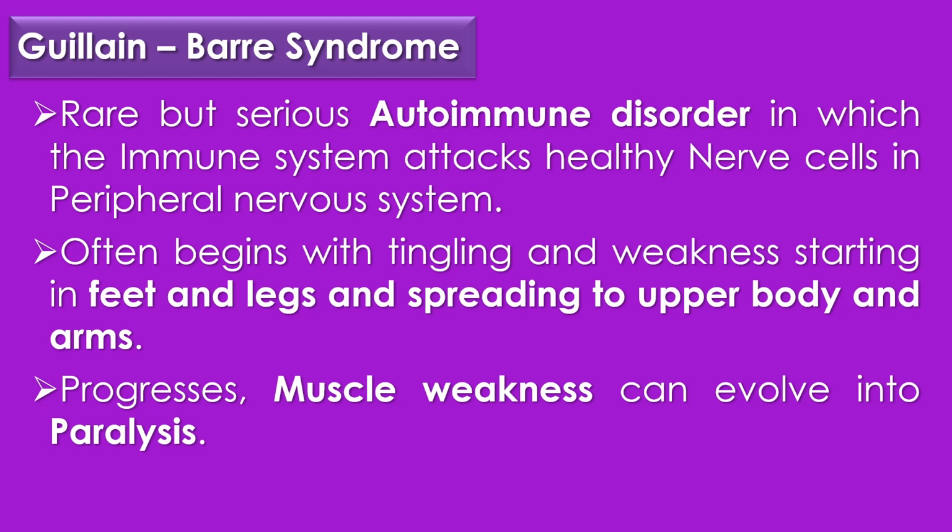The second clinical disease caused by Campylobacter jejuni is Guillain-Barré syndrome. Guillain-Barré syndrome is a rare but serious autoimmune disorder in which the immune system attacks healthy nerve cells in the peripheral nervous system. It often begins with tingling and weakness starting in the feet and legs and spreading to the upper body and arms. Finally, Guillain-Barré syndrome progresses. Muscle weakness can evolve into paralysis.